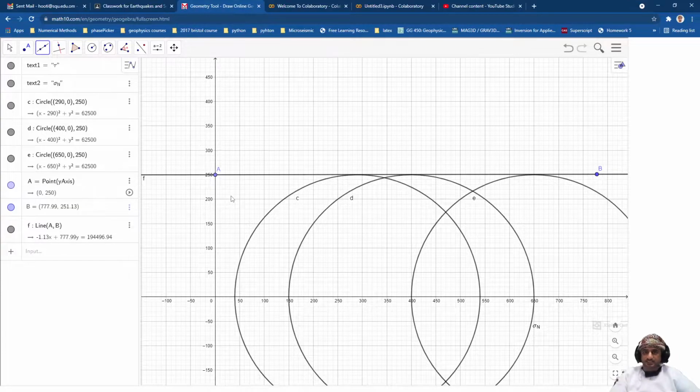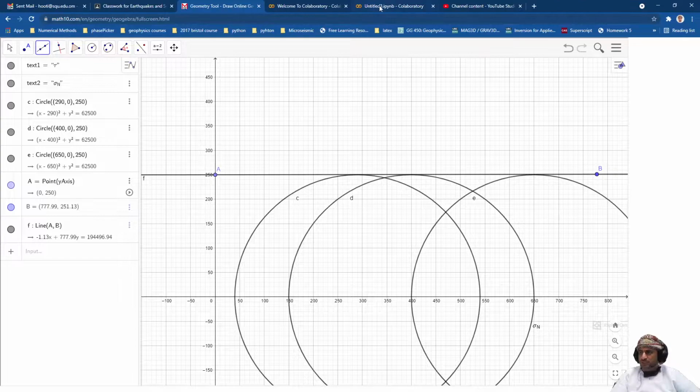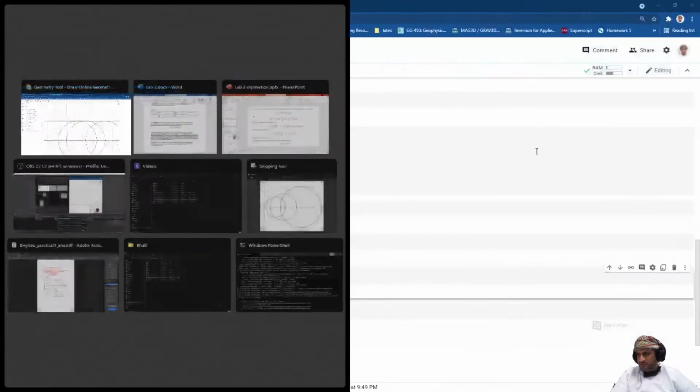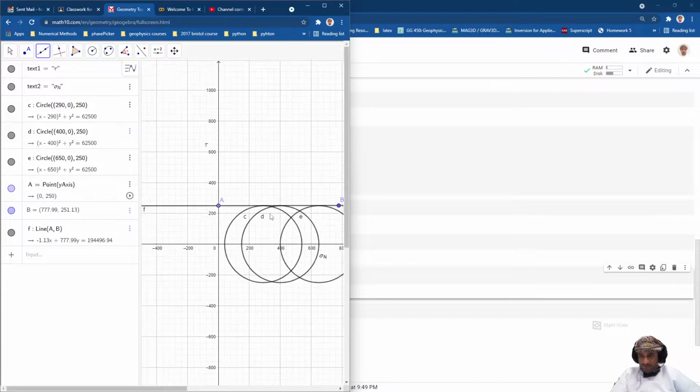This is a line. So you know the equation of a line. The equation of a line gives you the intercept, the y-intercept. We already know the y-intercept: it's 250. And the slope, in this case, is 0. The slope itself is 0. To confirm that the slope is 0, we can actually do things in Python itself. Python is very powerful.